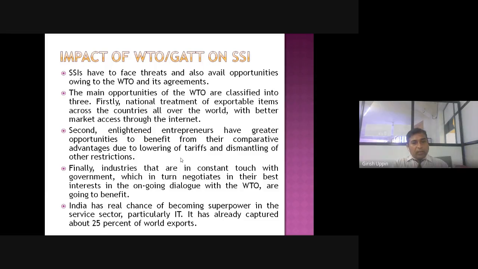India has a real chance of becoming a superpower in the service sector, particularly IT. As we know, India has become a superpower with a huge control over the service sector, especially the IT industry. It has already captured about 25% of the world exports. So India is the biggest exporter in the IT sector.